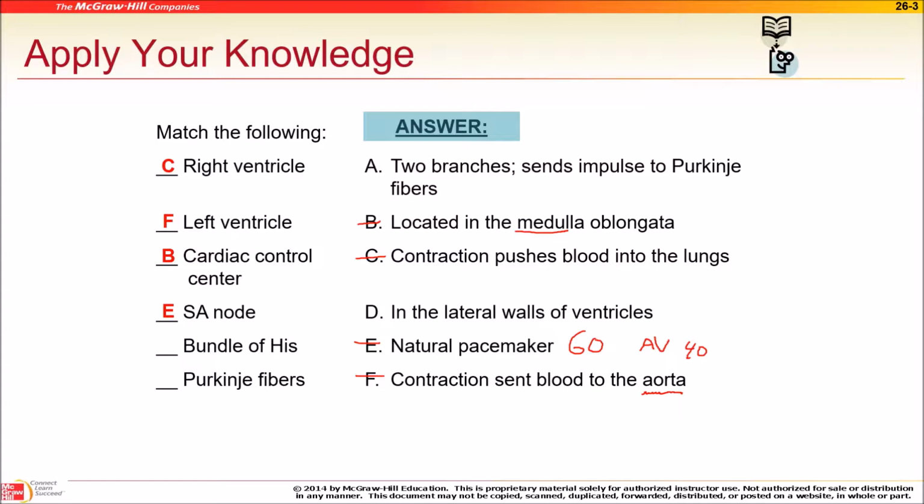Bundle of His. Do they go up or down? Down. So where are they? Two branches send impulses to Purkinje fibers. Yep. And then lastly, Purkinje fibers, they're on the outer walls. Lateral means the outer walls. The bundle of His is in the center, right? Remember, lateral means outer. So if you didn't know lateral, now you know. That just means outer.